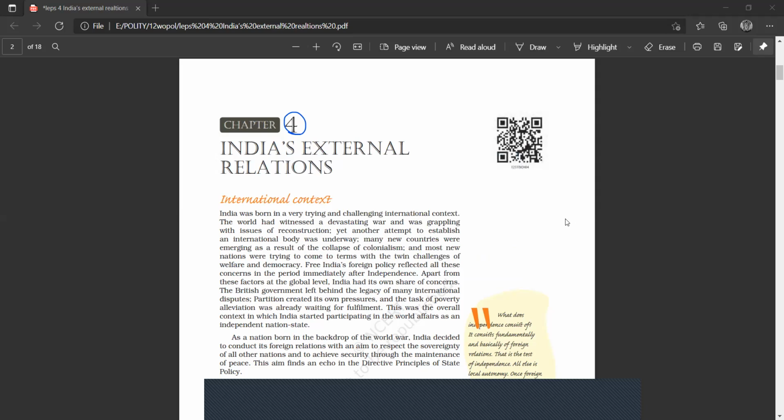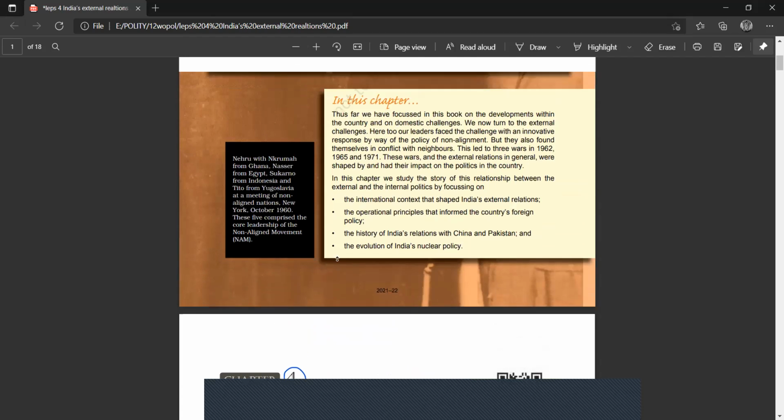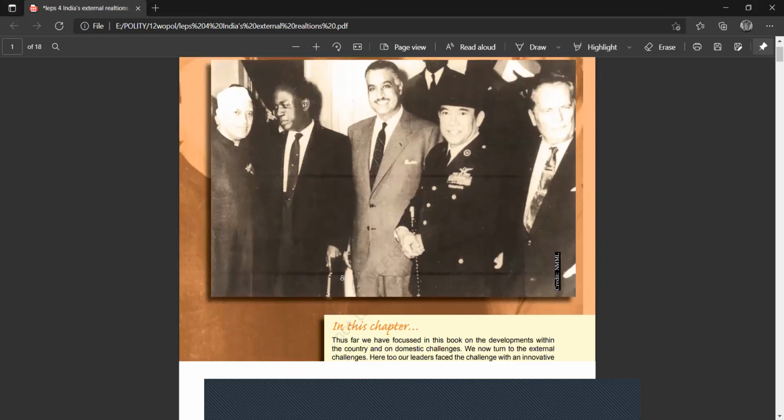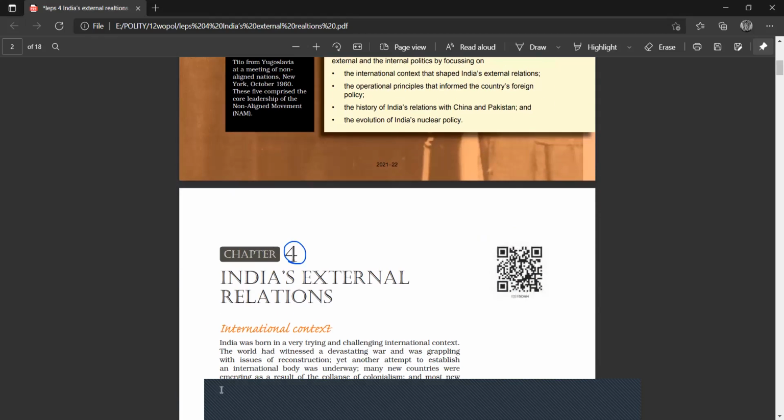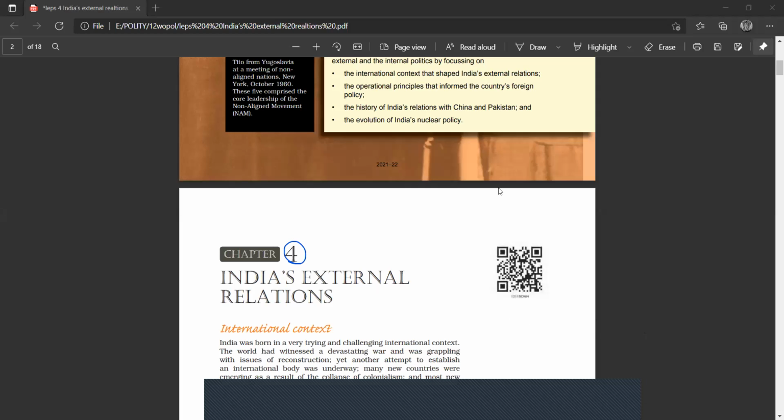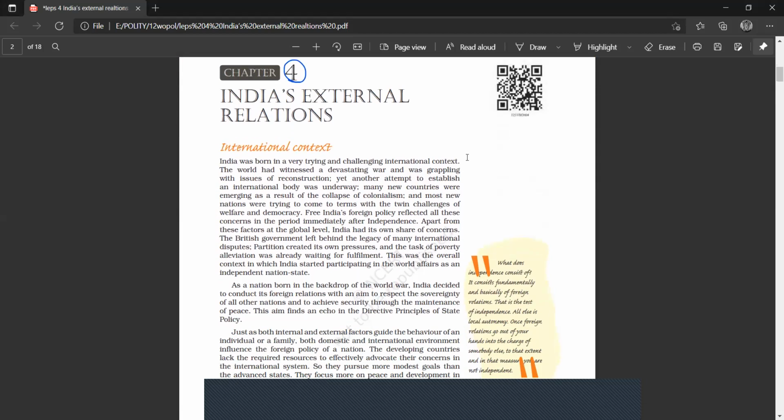Hello everyone. So today we are going to study chapter number 4 from class 12, that is world politics, or we can say civics. This chapter 4 from the class 12th book is called India's External Relations, and we will try to finish this chapter in about 1 hour.